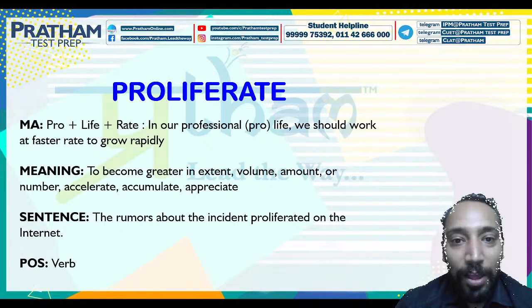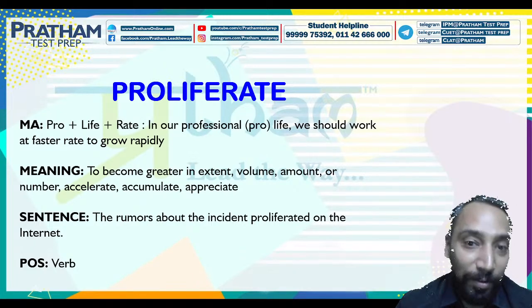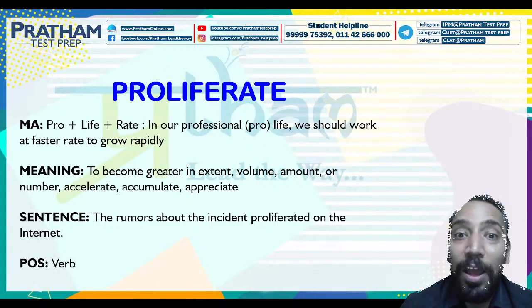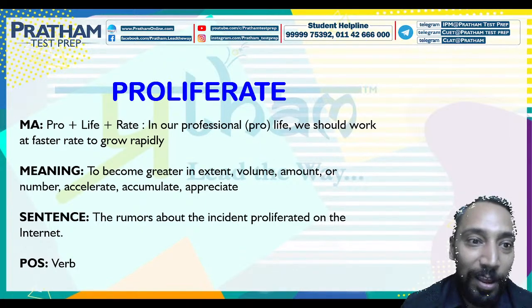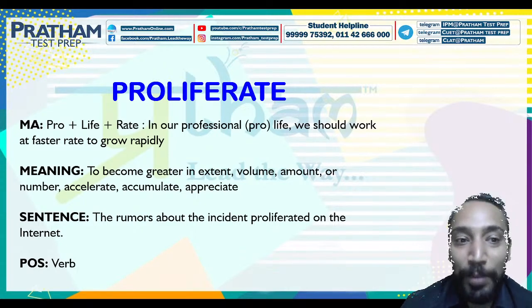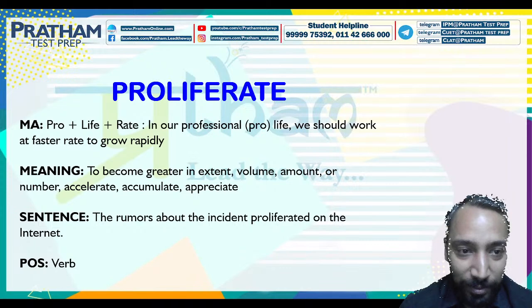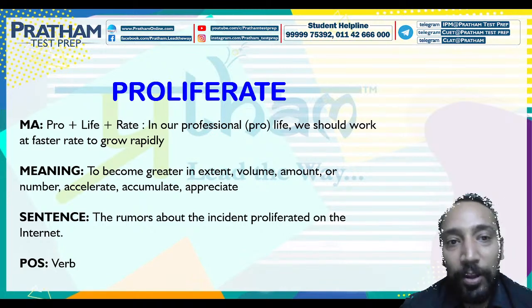Proliferate. Wow. So, pro life and rate. In our professional life, we should work at a faster rate to grow rapidly. Yes, the faster you work, the more efficiently you work, the better you will be, and the more promotions you will get in your professional life. So the meaning of it is to become greater in extent, volume, amount, or number. Accelerate, accumulate, appreciate, right? So to become greater in extent. That's what the meaning of proliferate is.